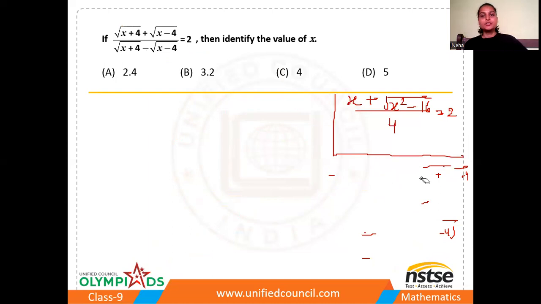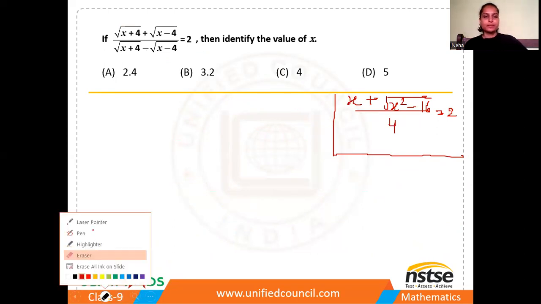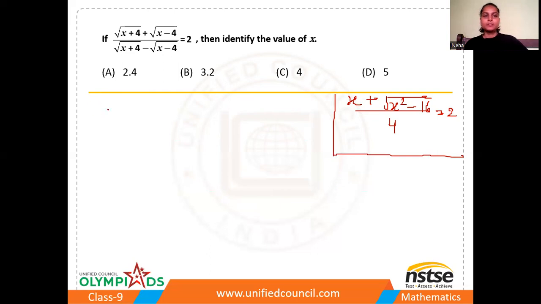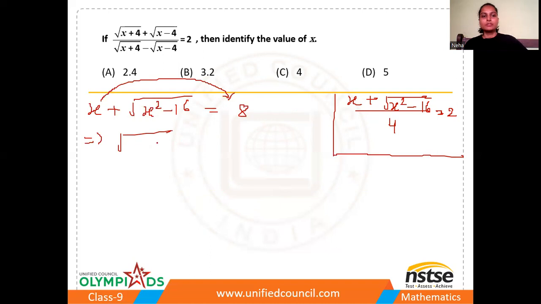Now, what can I do here? Yes, I can do the cross multiplication, right? And somehow you can see that you will get a quadratic equation, correct? So it becomes x plus the square root of x square minus 16 is equal to 2 times 4, which is 8, correct? Now, what can I do? I can just put this term here. So it becomes the square root of x square minus 16 is equal to 8 minus x.